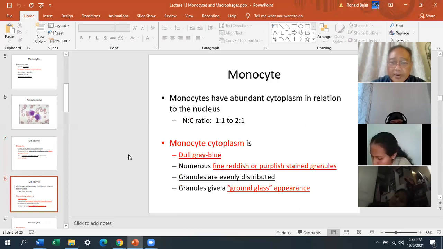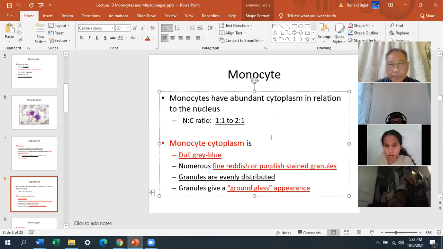Monocytes have abundant cytoplasm in relation to the nucleus. NC ratio is 1:1 to 2:1. A lot of cytoplasm, okay? Monocyte cytoplasm. Know these characteristics. Okay, so the next couple slides, I'm going to give you characteristics of the monocyte cytoplasm. Make sure you know those, and they will be asked on a quiz or an exam.